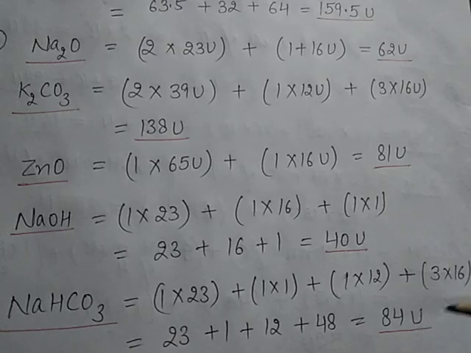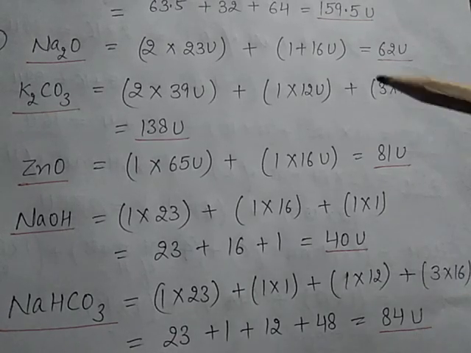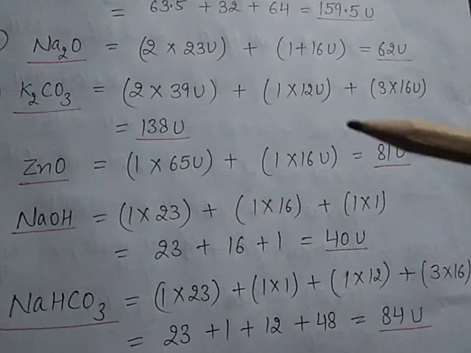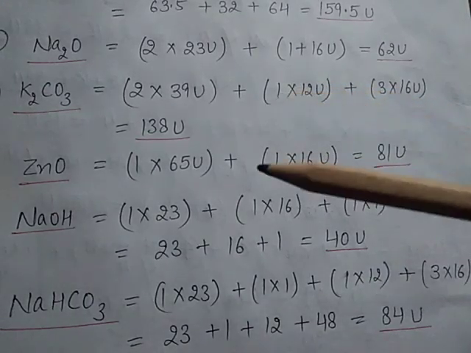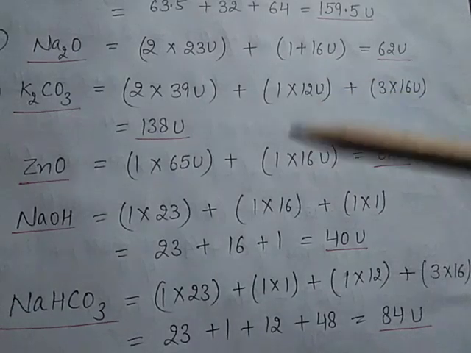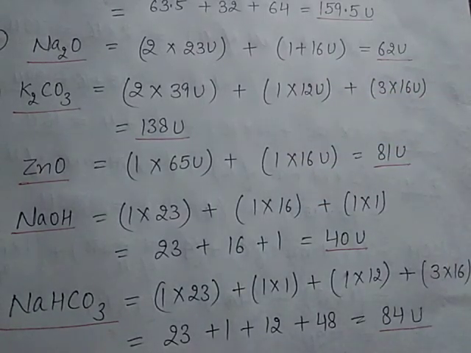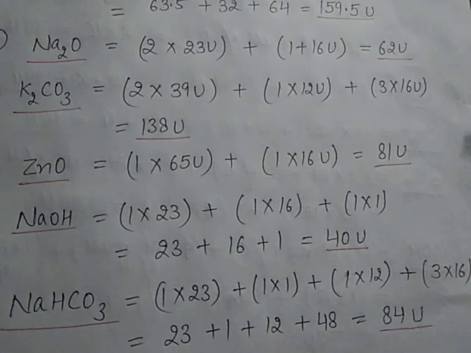u means unified mass. So by the help of the formula of molecular mass and formula unit mass, we can easily find out the mass of any molecule or any ionic compound.